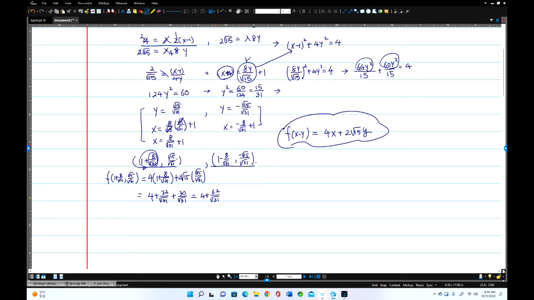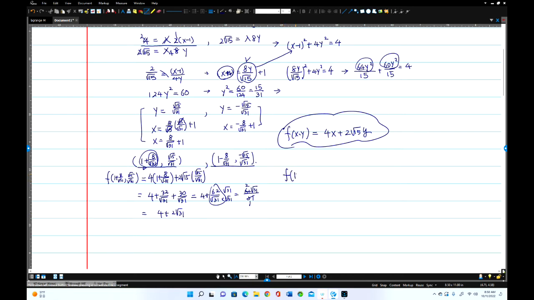Or you can simplify this one. This was square root 31 over square root 31. So when you calculate this one, 62 root 31 over 31. Okay, so this cancels out to 1 and 2, 2 root 31. So this equals 4 plus 2 root 31. Check out the next one.